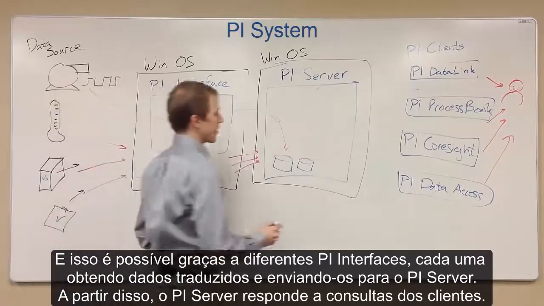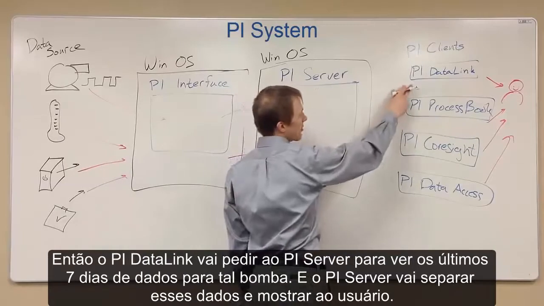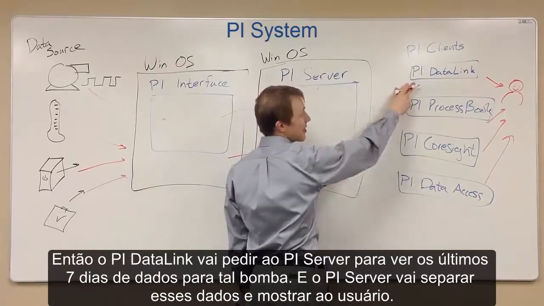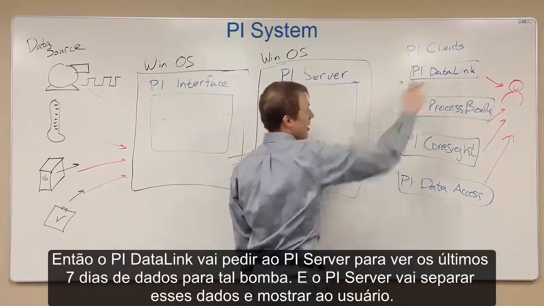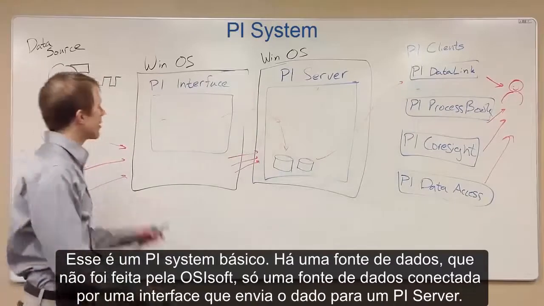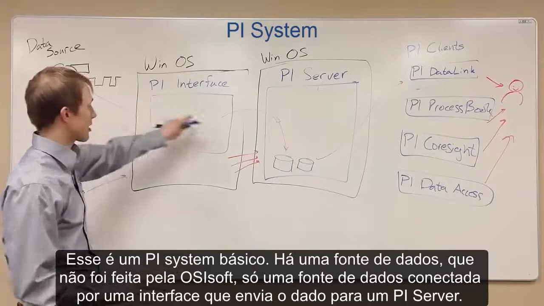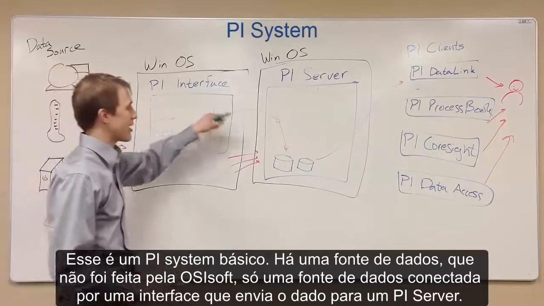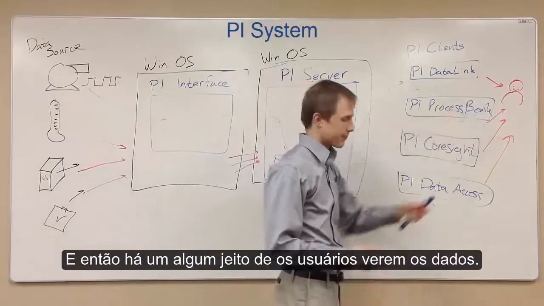From there, the Pi server responds to queries from clients. So DataLink will say, hey, Pi server, I want to see the last 7 days of data for that pump. And the Pi server will serve out the data and show it to the user. That is a basic Pi system. There's a data source, which is not made by OSIsoft. There's a data source, which is contacted by an interface, which sends the data to a Pi server. And then there's just some way for the users to see the data.